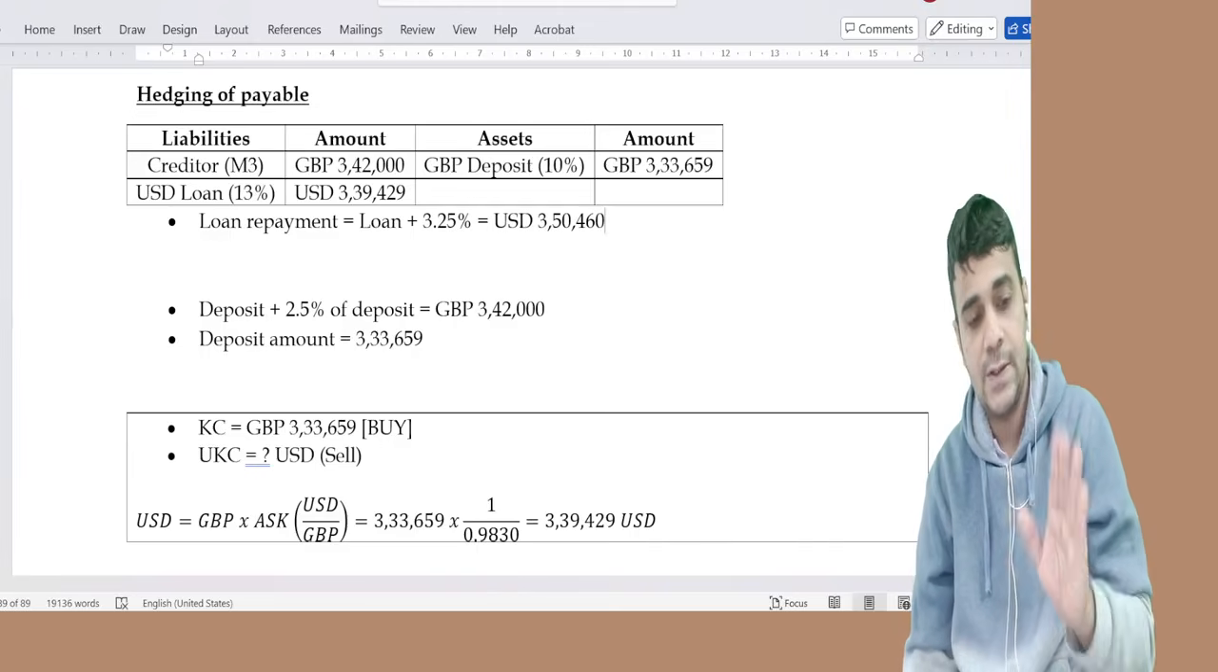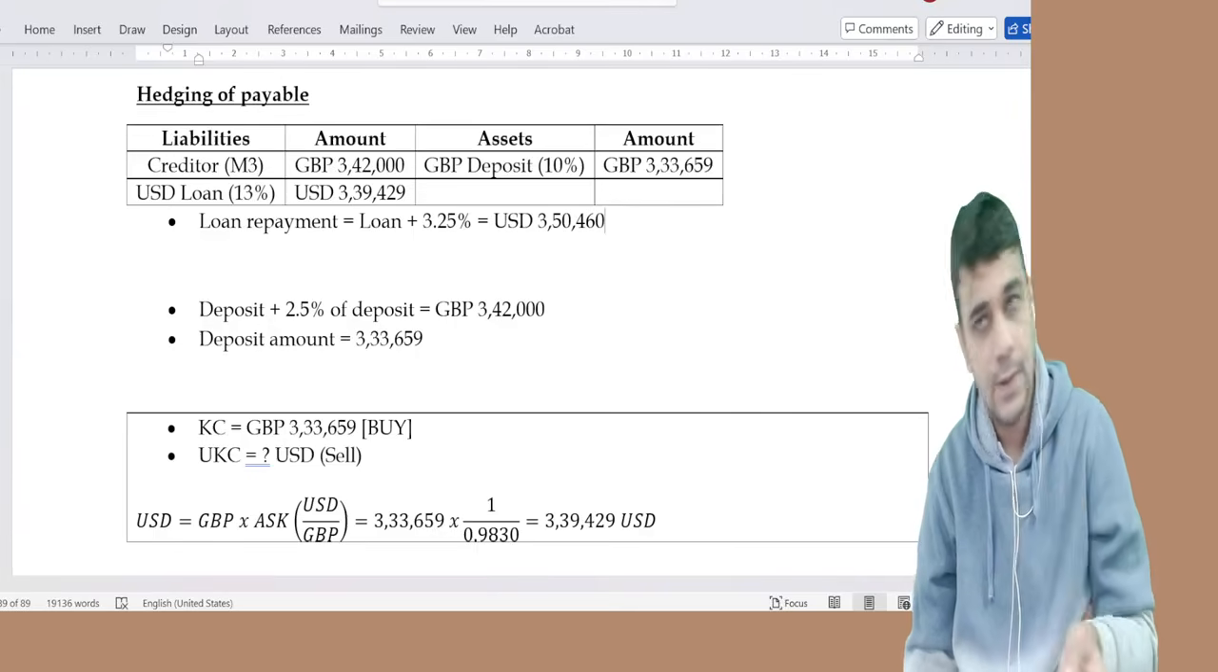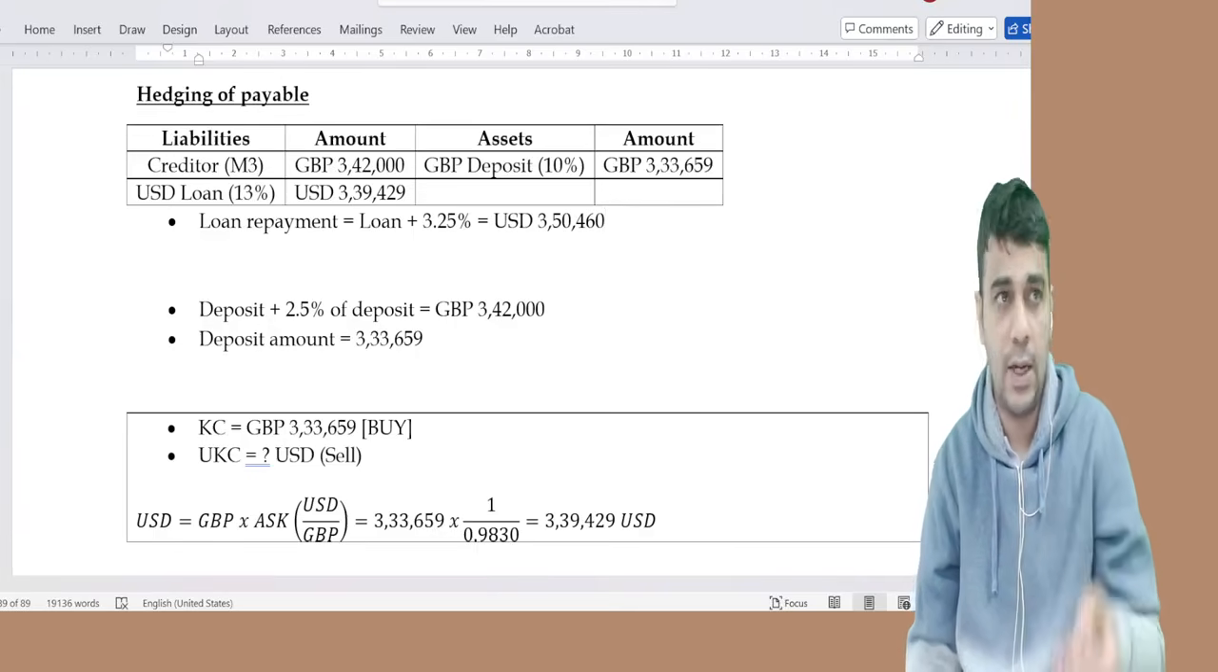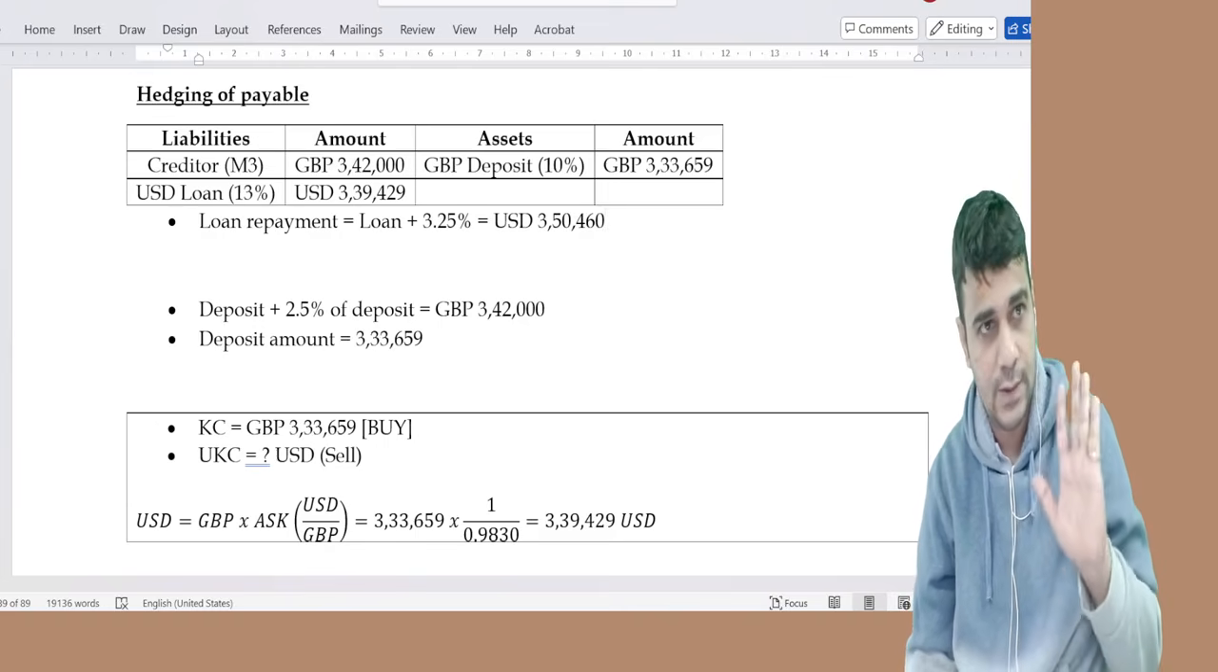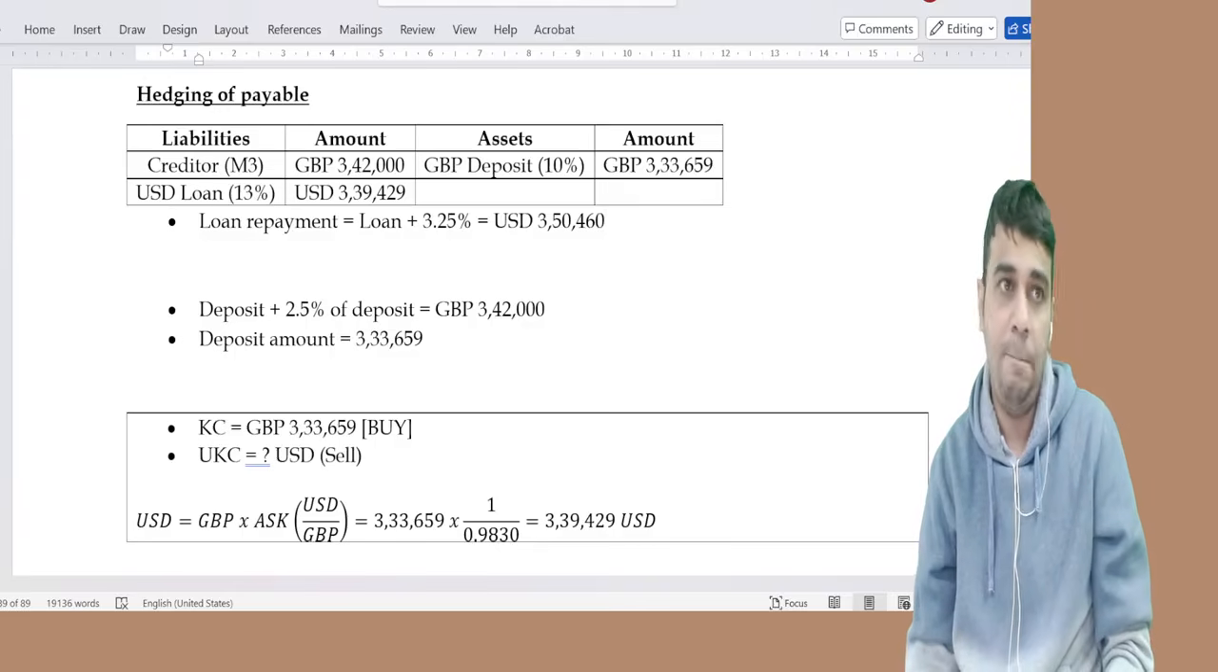350460. This is under money market hedge. A similar calculation you will have to do under a forward contract, which I am not doing. You also don't do it now. Any doubts on this? So this is the payable hedging.